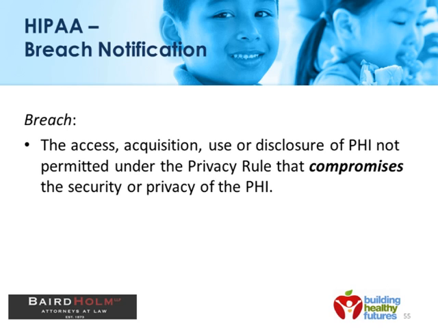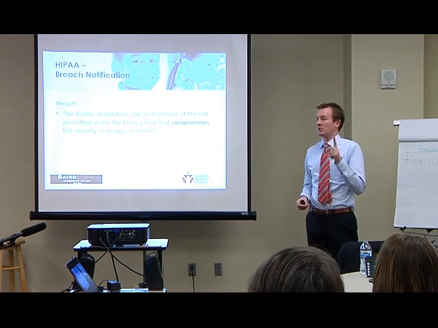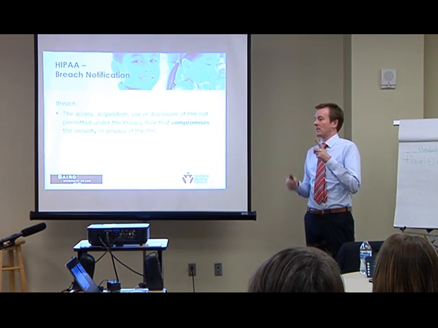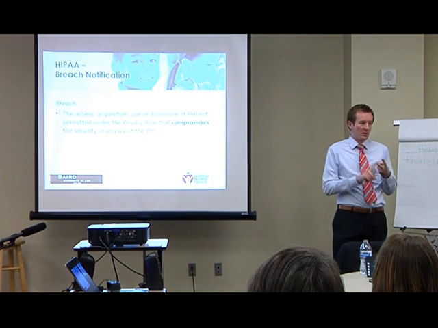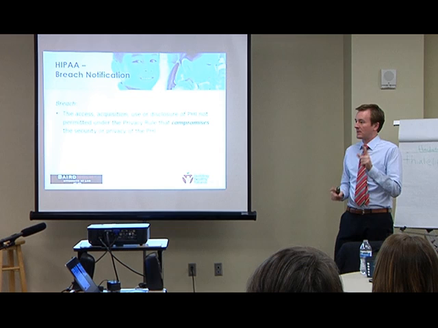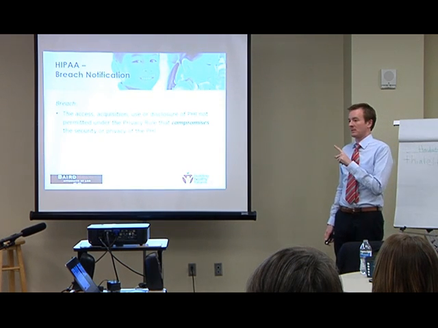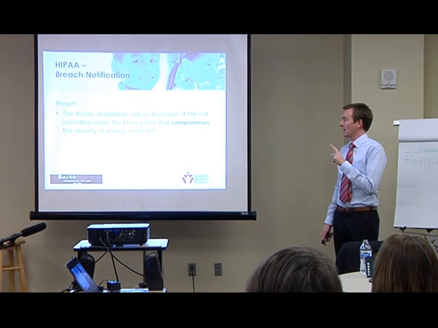So what's a breach? Acquisition, access, use, or disclosure of PHI not permitted under the privacy rule that compromises the security or privacy of the PHI. So you really have two things going on here. First, you have to have a violation of HIPAA. So what happened? It was an inappropriate access. It was an inappropriate disclosure. It got mailed to the wrong person. You first have to have the HIPAA violation, and then you have to ask yourself, did it compromise the security or privacy of the PHI?